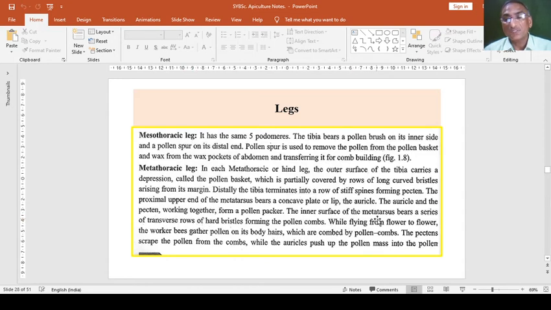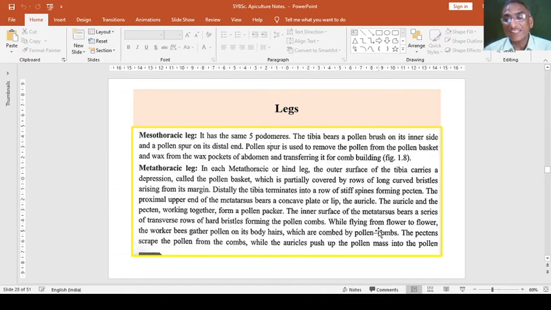The inner surface of the metatarsus bears a series of transverse rows of hard bristles. Means the inner surface of the metatarsus shows some hard bristles to push the pollens inside forcefully to pack the pollens in the basket. So the hard bristles are used in forming the pollen combs. So they are collecting the pollens and putting them into the pocket.